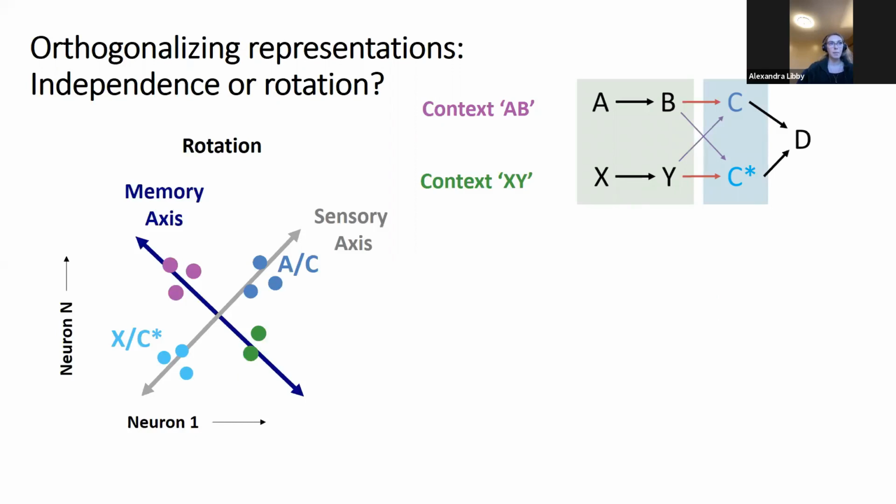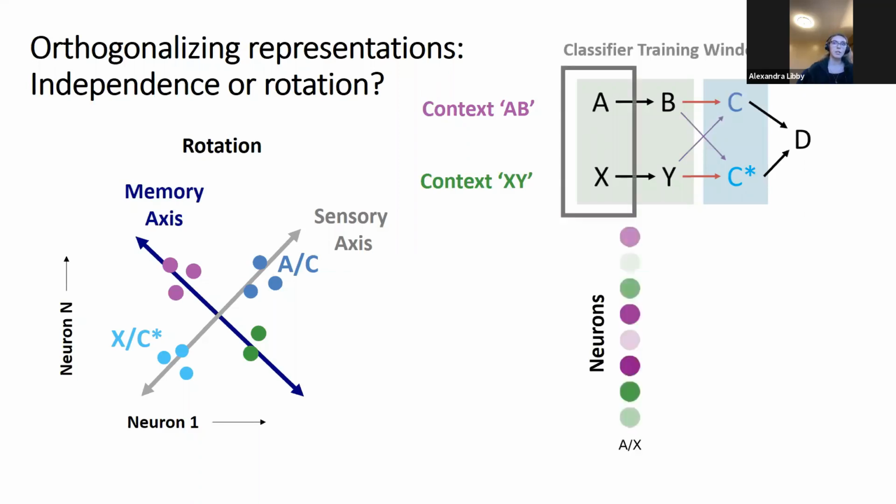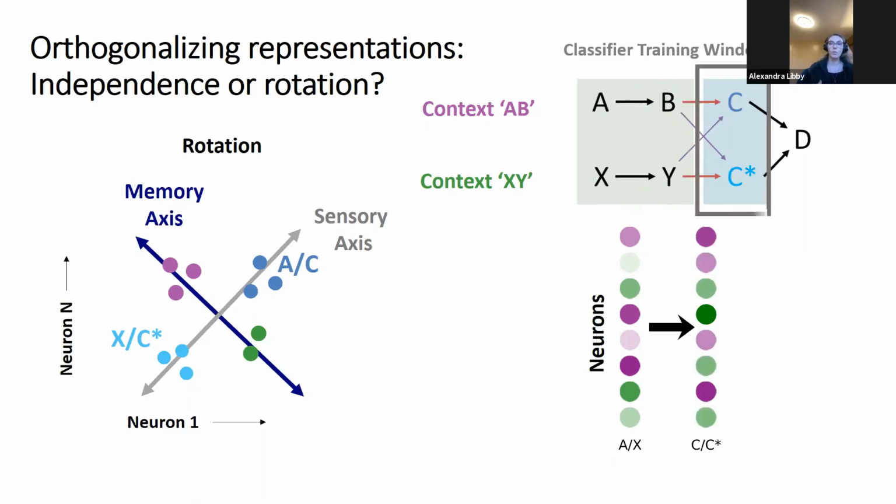Alternatively, we could have a population level representation. And so what this would require is you have some subset of neurons that represent the AX information during the sensory period. Okay, so they have selectivity to A or X, and that's sort of shown here in purple and green. And they change their selectivity over the course of the trial such that the sensory axis rotates into a memory axis that's able to avoid any interference.